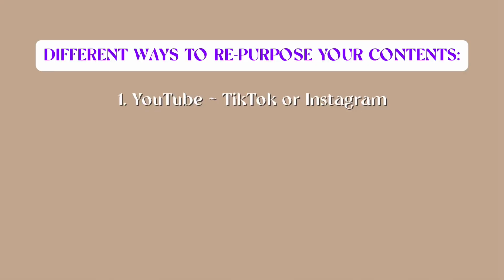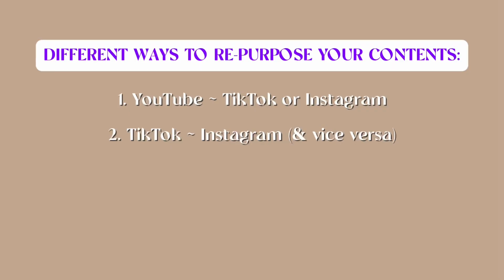The first one is the YouTube to TikTok strategy, which I've already explained. Editing a point or some points in your long form video into a shorter form video and posting it on your TikTok. The second way is TikTok to Instagram, which I've also explained. You post a video on TikTok, then you carry that same video and post it on Instagram, or you post a video on Instagram, you carry that same video and post it on TikTok. So that is TikTok to Instagram and vice versa.